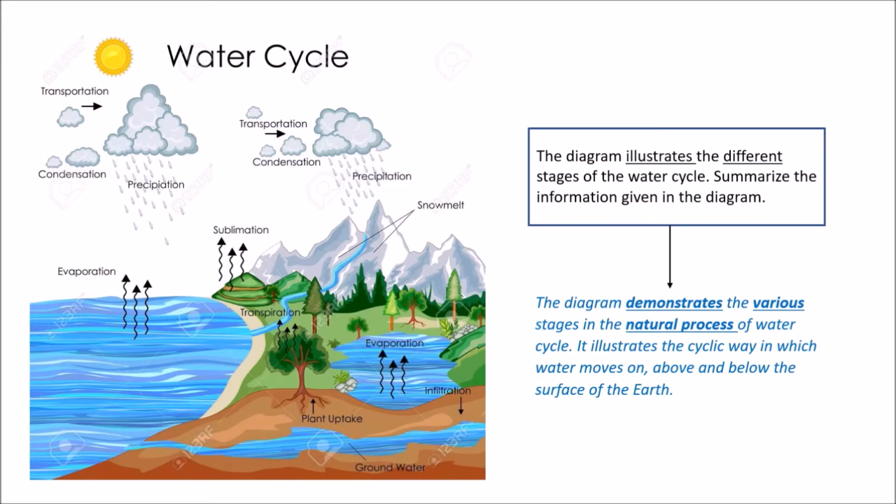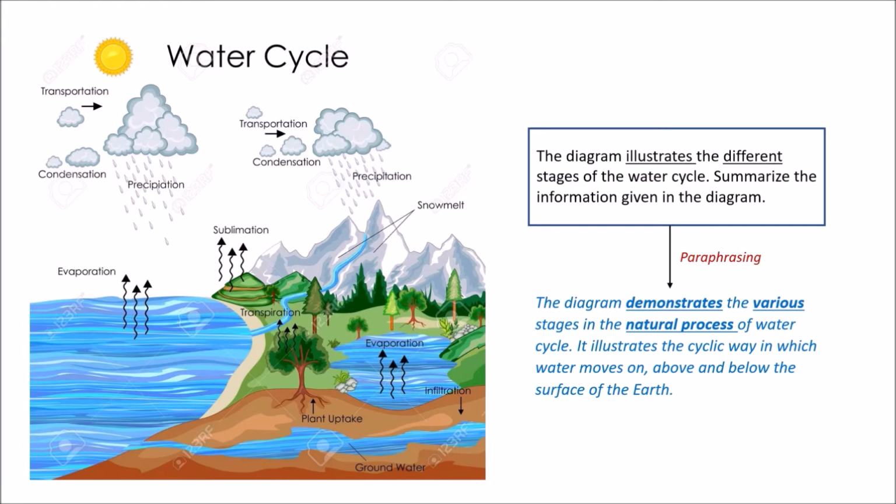The diagram demonstrates the various stages in the natural process of water cycle. It illustrates the cyclic way in which water moves on, above, and below the surface of the earth. As you can see, paraphrasing is done by replacing the word illustrates with demonstrates and different with various. The phrase natural process has also been added to emphasize that the process is natural. The next line says the same thing again in different words. So introduction is nothing but rephrasing of the topic statement.